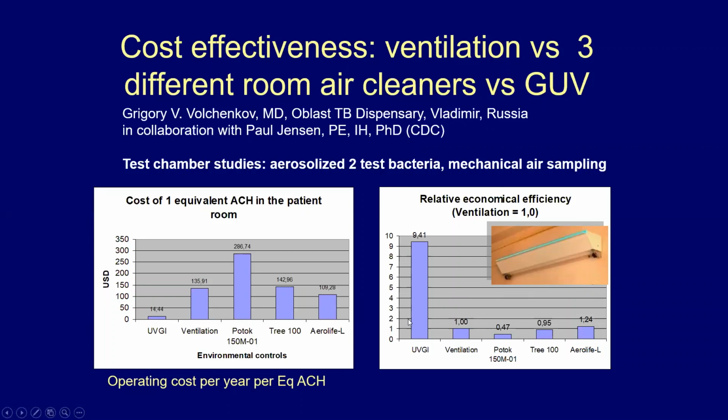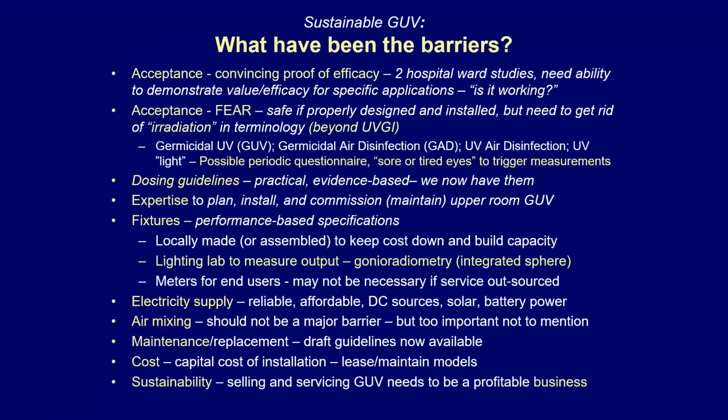And they found, and this is the cost in dollars per air change for these 3 interventions, you see the most expensive was a very expensive air cleaner designed for a space shuttle in Russia, and other air cleaners were equally expensive, as was mechanical ventilation in that cold climate. But UVGI was very, very low. And so in terms of efficiency, UVGI is about 10 times, or 9.4 times, more efficient than ventilation or any of the air cleaners in terms of air cleaning efficiency.